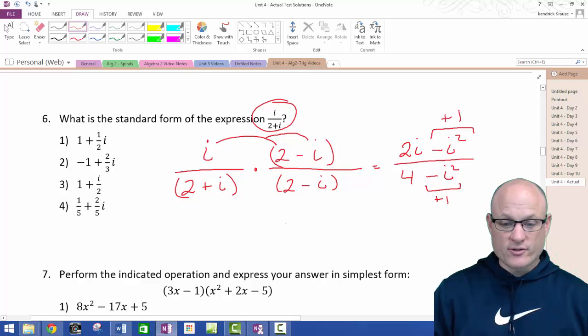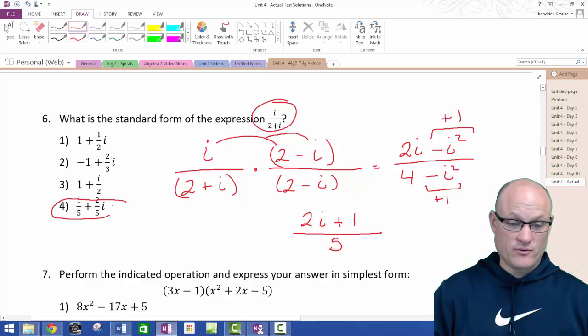There's only one answer with a 5 in the denominator. So we have 2I plus 1 over 5. Well, this is 1/5, and this is 2/5. And there it is. Choice 4.